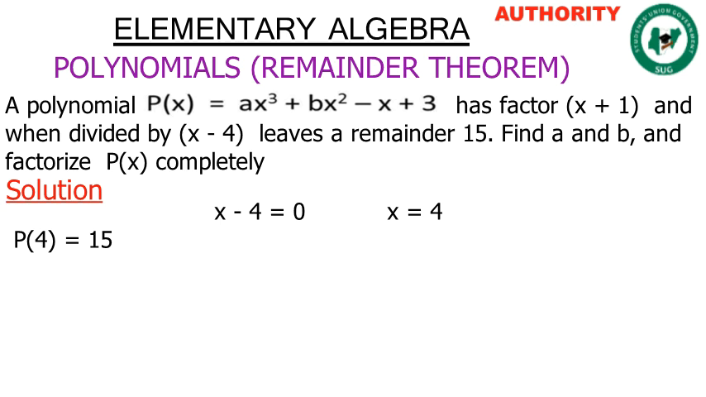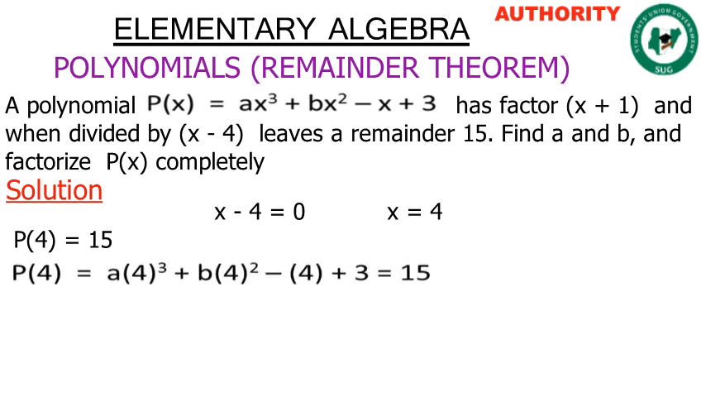So in so doing, we're going to say p of 4 is equal to our function now. Wherever x appears, we're going to replace x with the new value, which is 4. So we're going to have a, open bracket, 4 raised to power 3, plus b, open bracket, 4 raised to power 2, minus 4 plus 3 is equal to our remainder, which is 15.